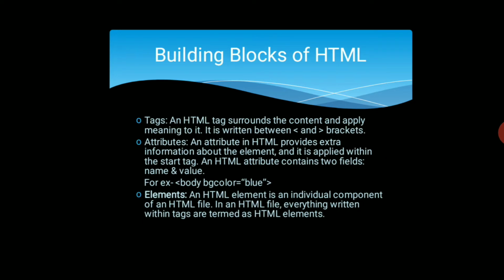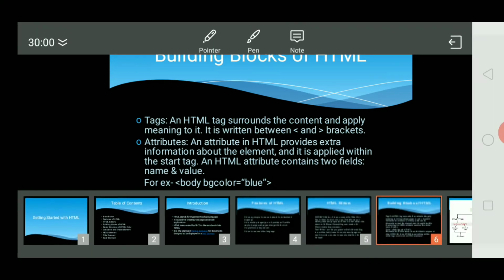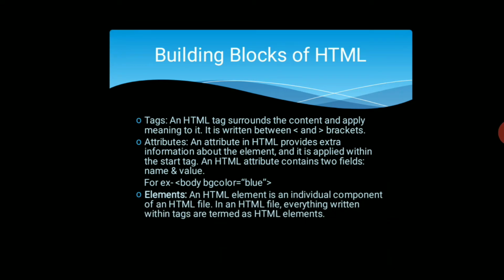Now, building blocks of HTML. So what are the basic things you should know about HTML? First of all, the code in HTML is a tag. All the code is known as an HTML tag. What does a tag mean? It will start with an angular bracket and close with an angular bracket. You can see.